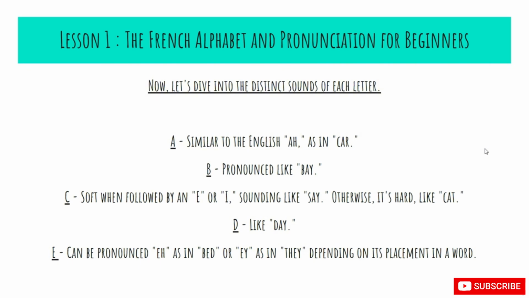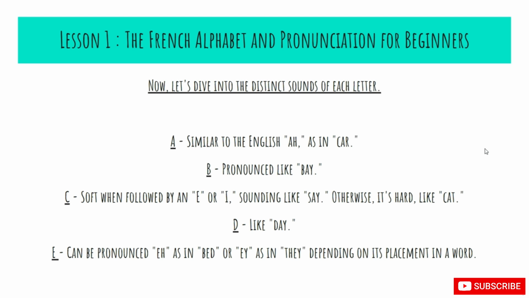So we will dive into the distinct sounds of each letter. We'll begin with A to E. So A, it's very similar to English, A, as in car. So the A is not A but A. After that, B, pronounced like B, B-A-Y, B. It's not B but B.